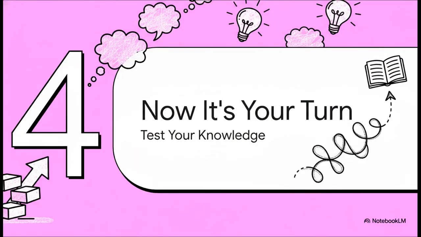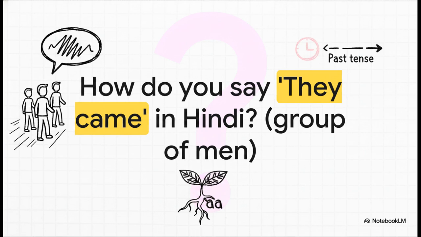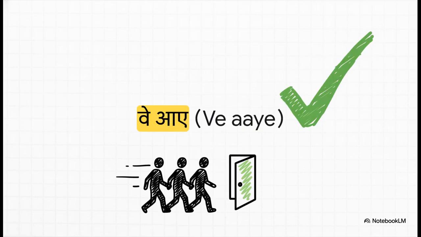Okay, now it's time to put what you've learned to the test. I'm going to give you a situation, and you try to build the sentence yourself. I have total faith you can do this. All right, here's the first one. Imagine you're talking about a group of men who are a little bit far away. How would you say, they came? And here's a hint. The root verb for come is aa. Go ahead, take a second. And the answer is woh aaye. Woh aaye. We use woh for they, and aaye is just the root aa plus our masculine plural ending e. You got it. Well done.